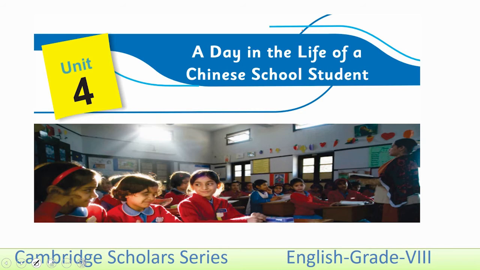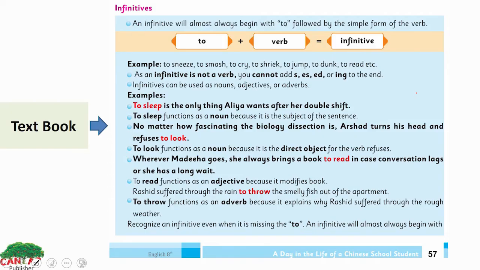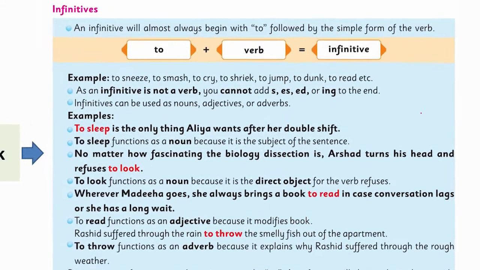We are going to start our lesson from Unit 4, A Day in the Life of a Chinese School Student. The learning outcomes of this lesson are: recognize and demonstrate the function and use of infinitives. You have learned the concepts of infinitives in your previous class too, so in this lesson we are going to discuss the use of infinitives. What are infinitives? Page number 57 of your textbook.